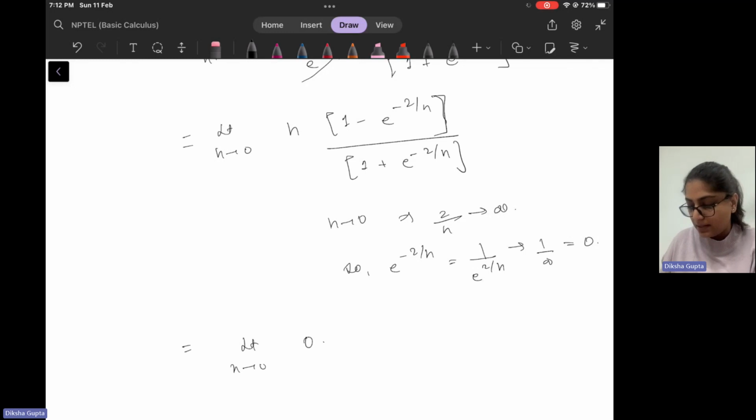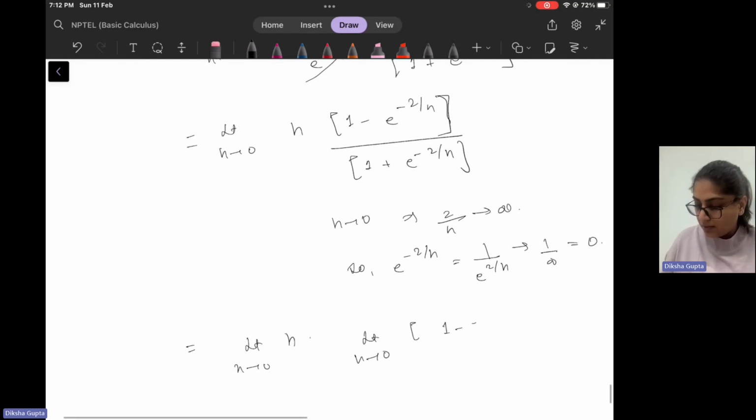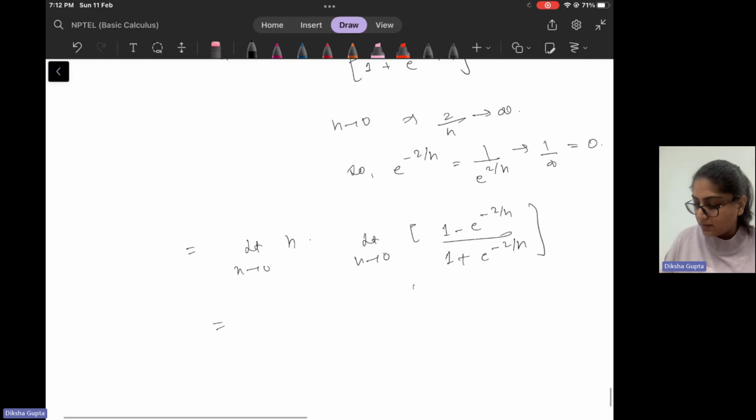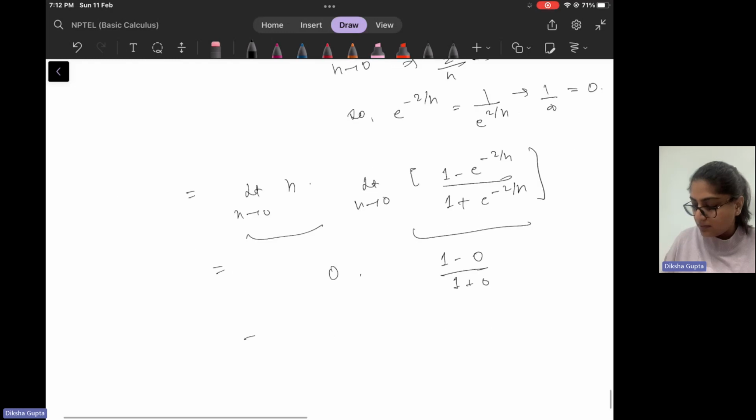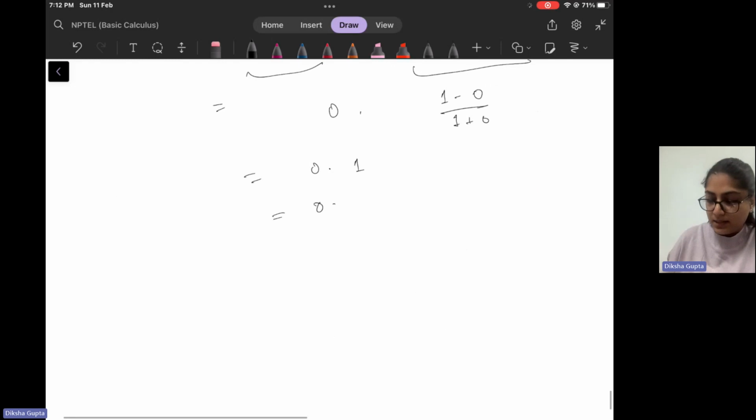Again, I have separated the limit of h as h tends to 0, and the limit as h tends to 0 of (1 minus e raised to power minus 2 by h) upon (1 plus e raised to power minus 2 by h). Using algebra of limits, this will be (1 minus 0) upon (1 plus 0), and this is 1. So this becomes 0 into 1, which is 0. So our right hand limit is 0.